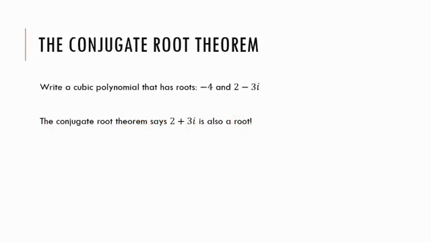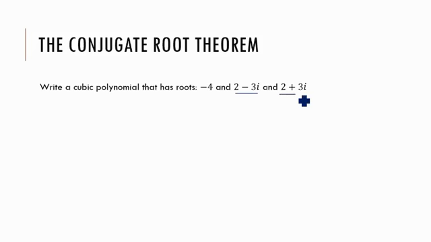So as was said before, this applies to your roots with radicals and also imaginary numbers. So if I'm given 2 minus 3i, you bet your bottom dollar that according to the conjugate root theorem, 2 plus 3i is also a root. So just like with the radicals, it's the same with imaginary numbers. So I'm going to go through the same exact process.